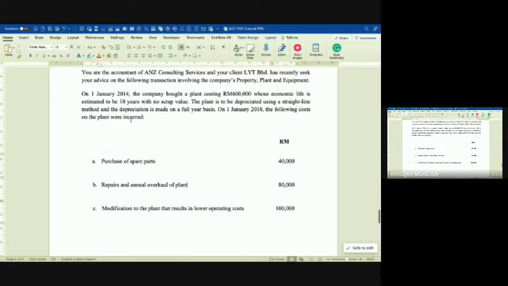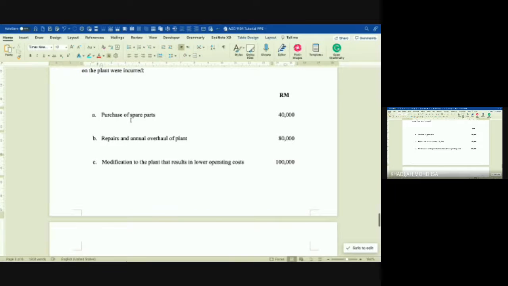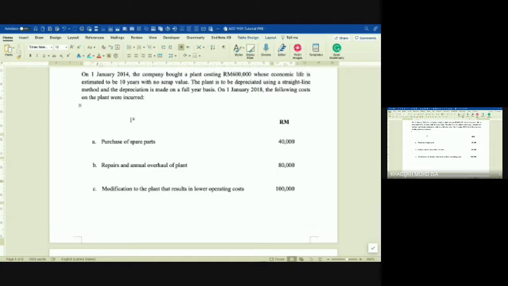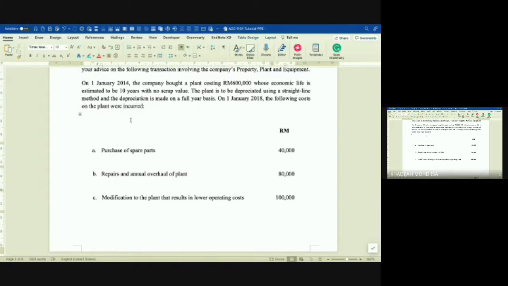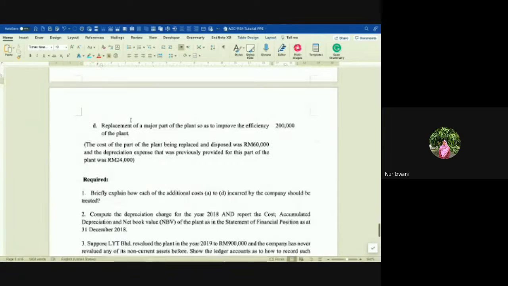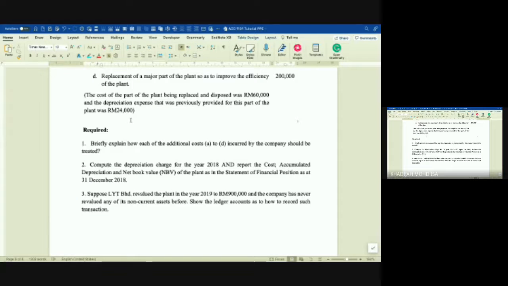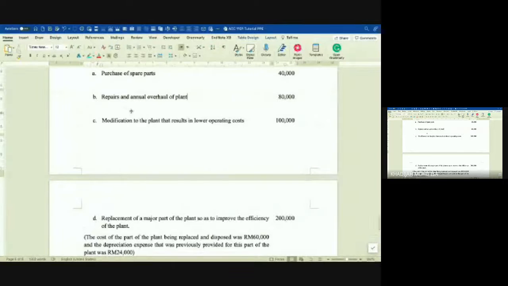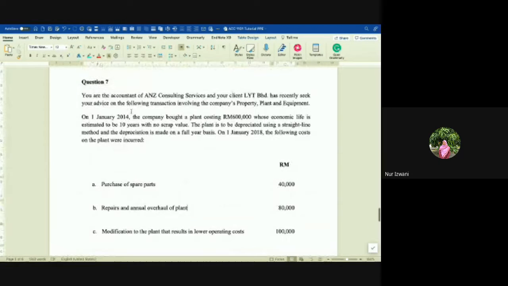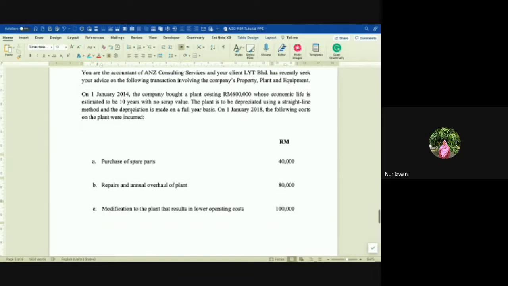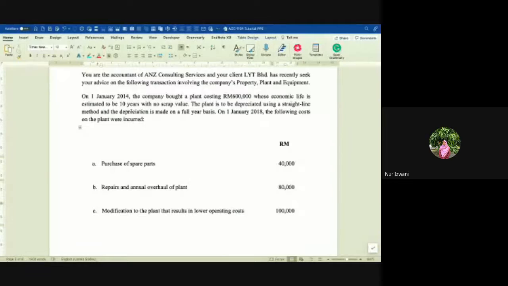Repairs and annual overhaul of plant. This one is repairs and maintenance. Is that the question? No, the required question: complete the charge for the year 2018 and report the cost, accumulated depreciation and the value of the plant in the statement of financial position as at 31st December. So your question is? I look at the answer, and the answer started with 300,000, but how to get the 36?